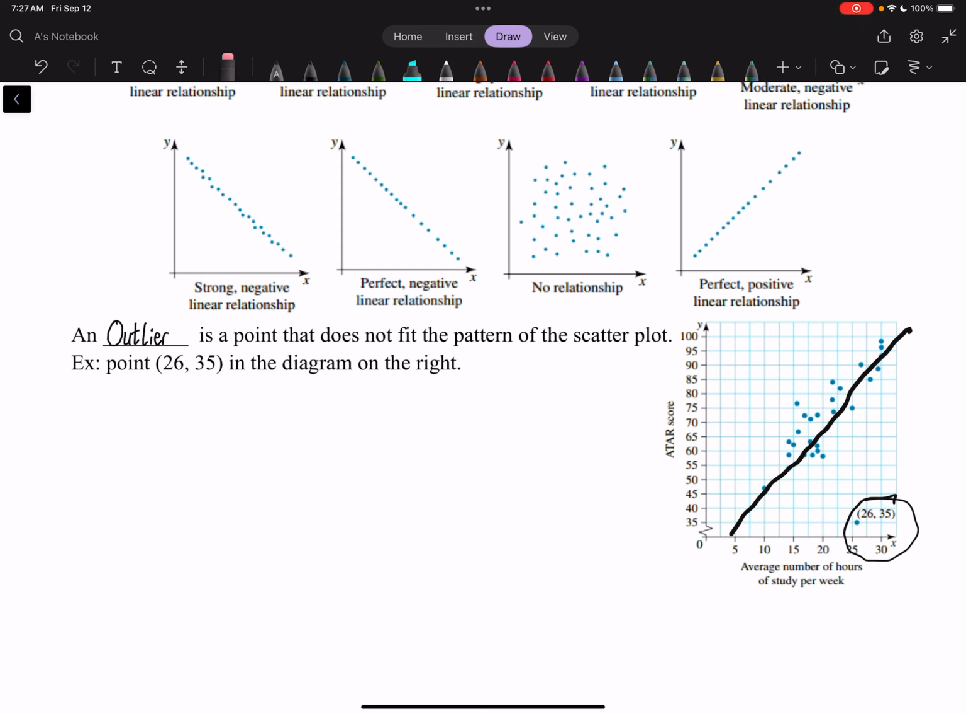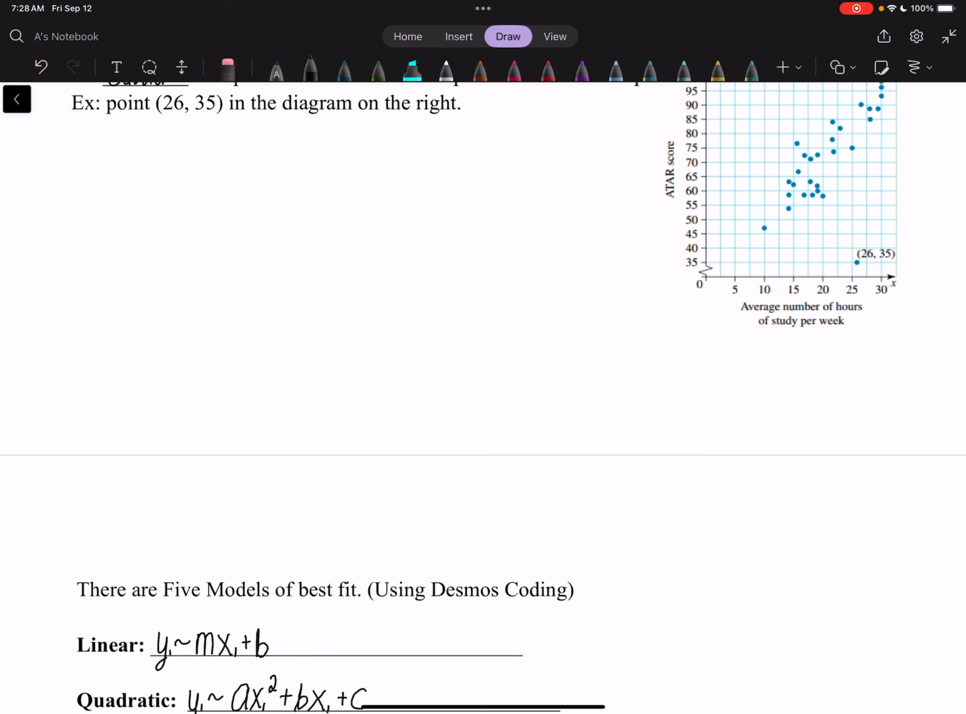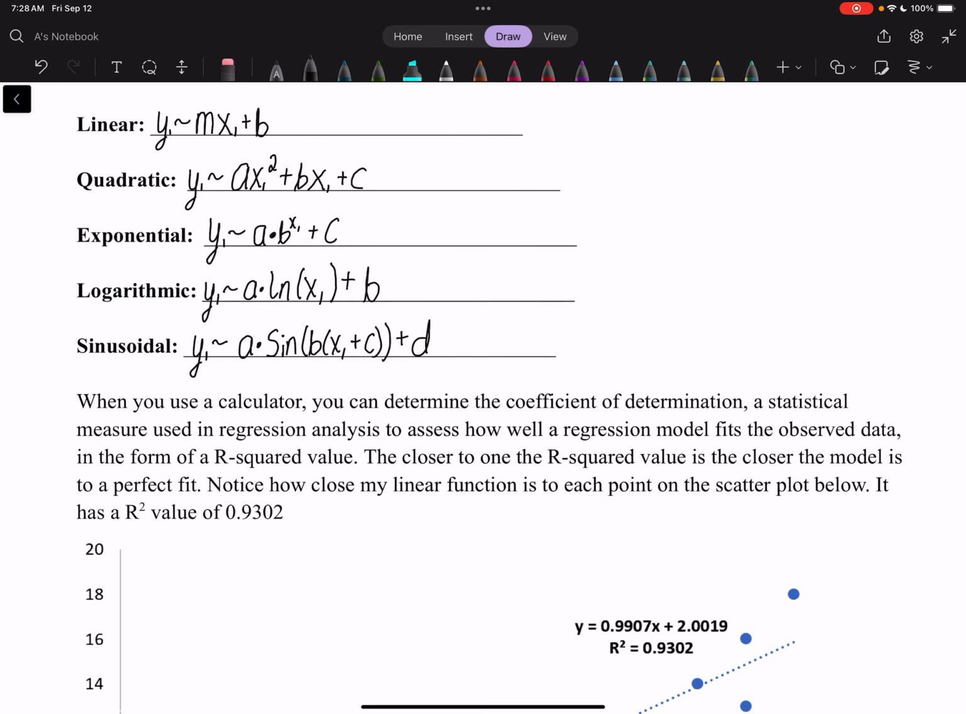So in that example, it's the study hours and score of the ATAR. I don't really know what that is, to be honest with you. But the study hours were 26, but he only scored a 35. This student just failed the test miserably. There's nothing else that I can really say for that kid, except he is an outlier according to that relationship.